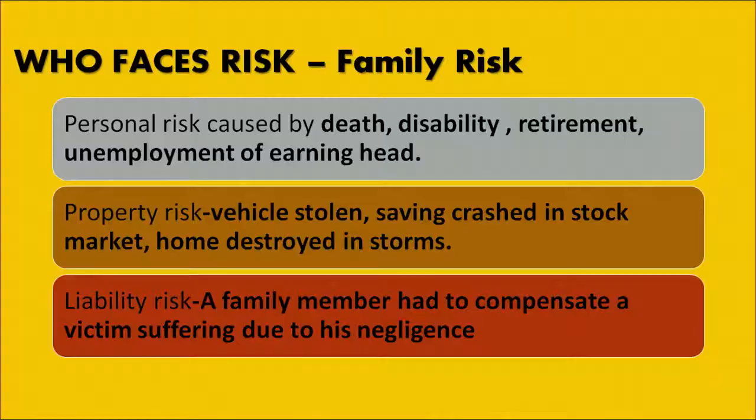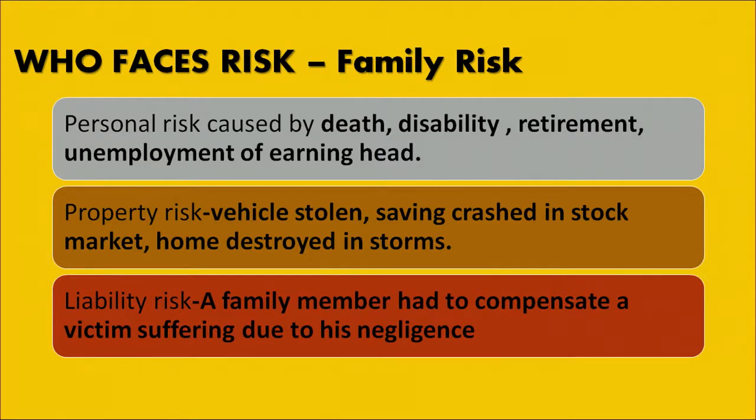When we talk about family risk, there is a personal risk which is caused by death, disability, retirement, unemployment of the earning head. And these are various risks which a person is exposed to as a family. For example, if there is a death or disability, the earning capacity of the individual goes for a toss and the family has to suffer. Similarly, there can also be property risk, like a vehicle gets stolen, or the savings of the family get crashed in the stock market, or a house gets destroyed in storms. In all these cases, the property has suffered a loss and the family in turn suffers the loss due to it.